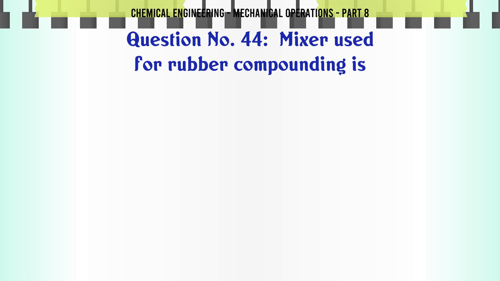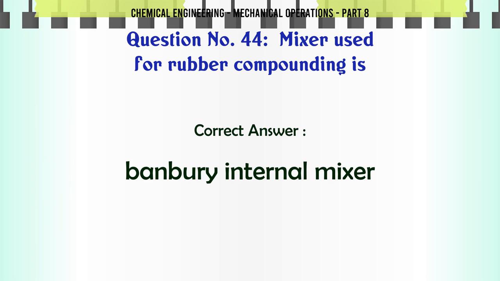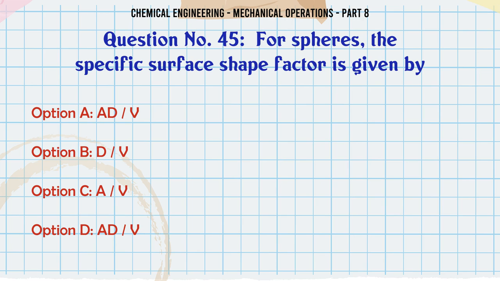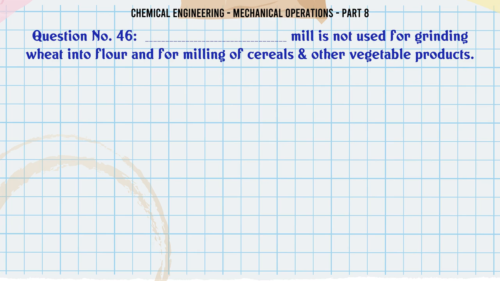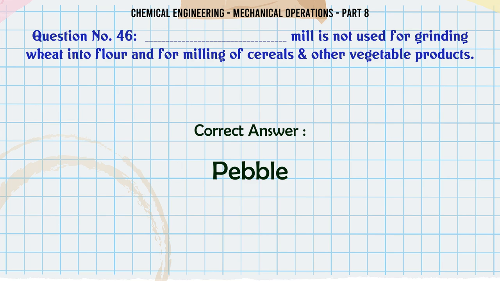Mixer used for rubber compounding is A. Mixer extruder. B. Banbury internal mixer. C. Muller mixer. D. Pug mill. The correct answer is Banbury internal mixer. For spheres, the specific surface shape factor is given by A. ADV. B. DV. C. AV. D. ADV. The correct answer is ADV. Mill is not used for grinding wheat into flour and for milling of cereals and other vegetable products. A. Burrstone. B. Roller. C. Attrition. D. Pebble. The correct answer is pebble.